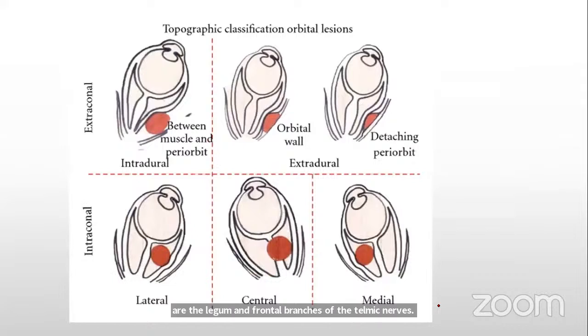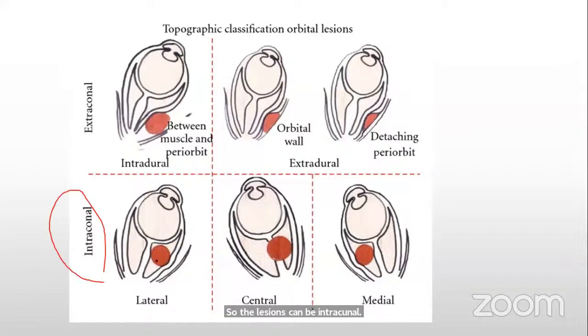So the lesions can be intraconal, and the intraconal lesions can be situated either medially, centrally, or laterally. As far as extraconal lesions are concerned, they can be present between the muscle and the periorbita. They can be in the orbital wall, or they can be outside the orbital wall.